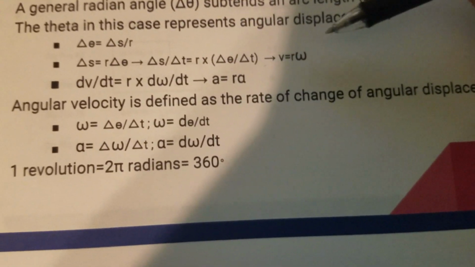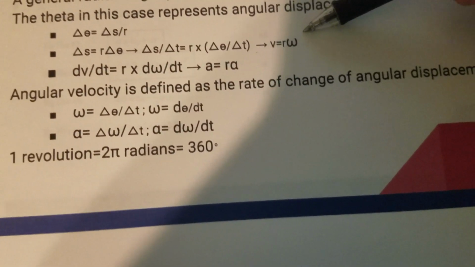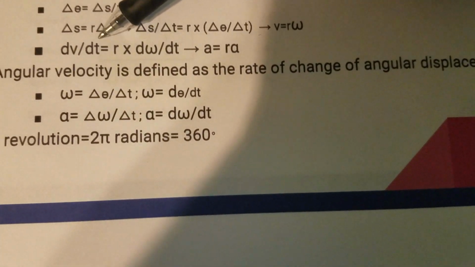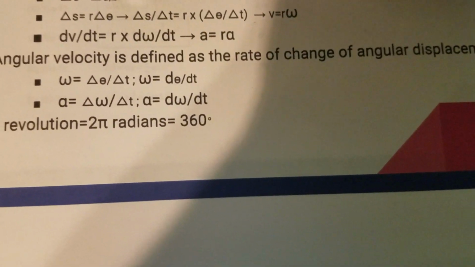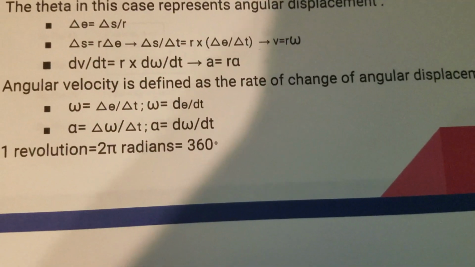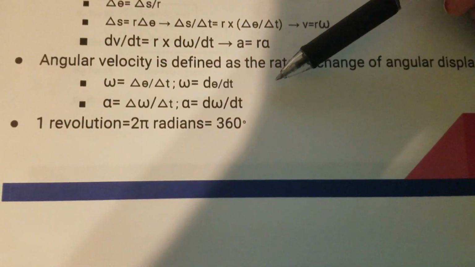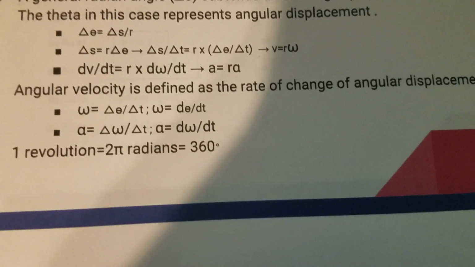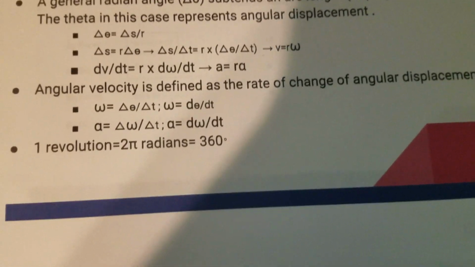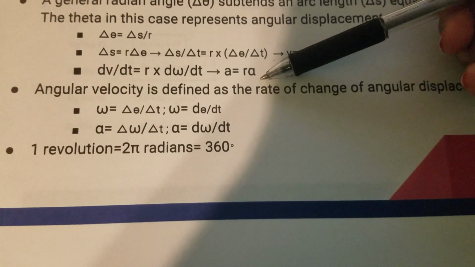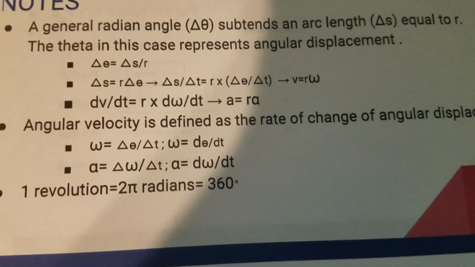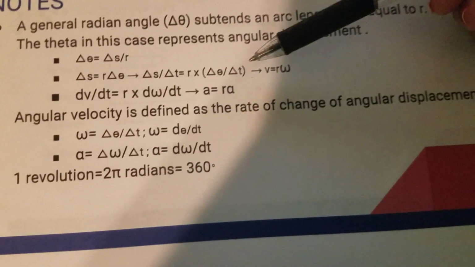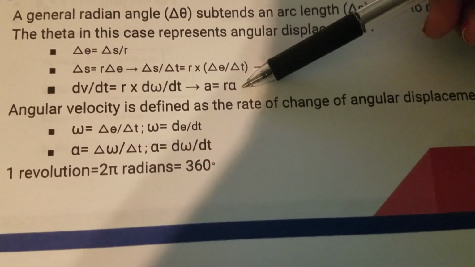And that equation is very essential for you to know. Now, if you take the derivative of this, the derivative of v is simply dv/dt, and r times d omega/dt, taking the derivative of this part. You get acceleration equals radius times alpha, and alpha is the rotational analog of acceleration. So this is angular acceleration.